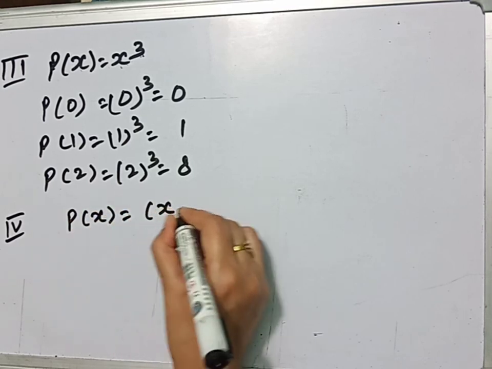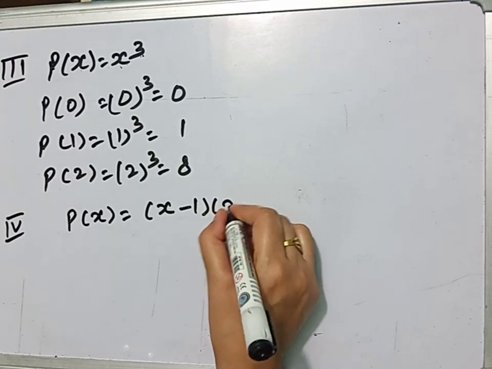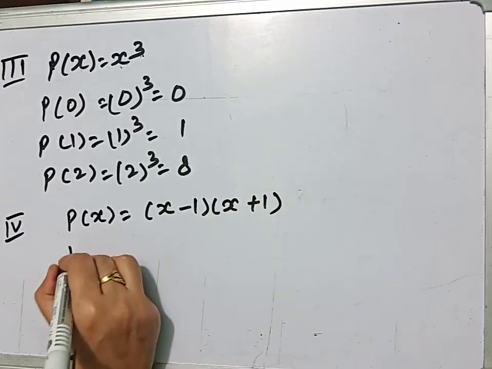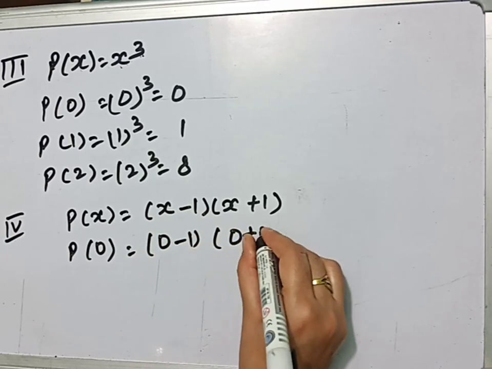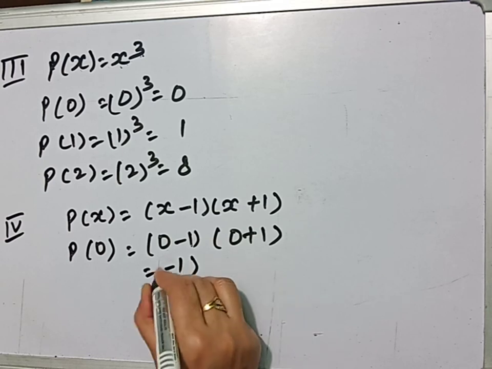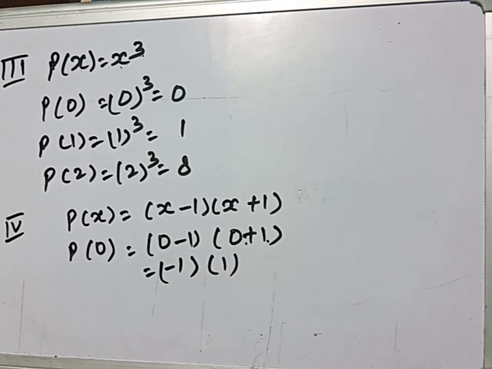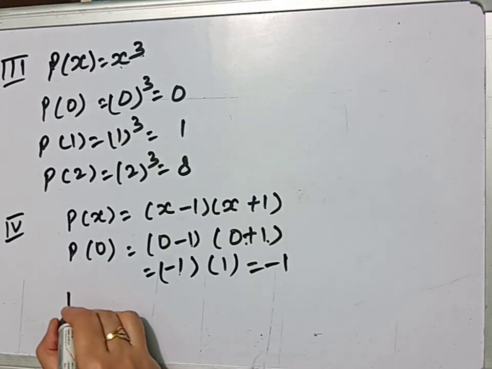Now fourth part is (x minus 1) into (x plus 1). Now p(0). 0 minus 1, 0 plus 1. 0 minus 1, minus 1. 0 plus 1, positive 1. And minus 1 into 1, minus 1.